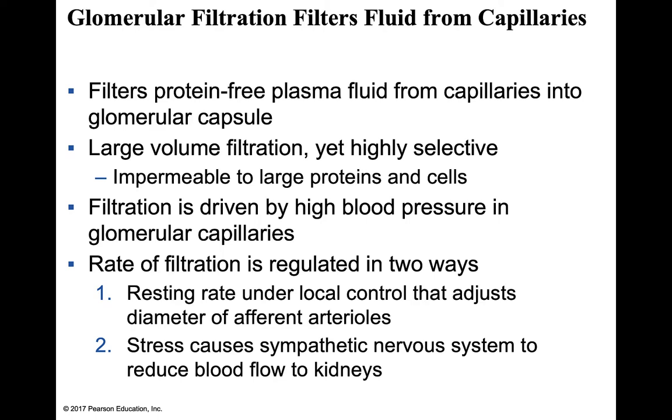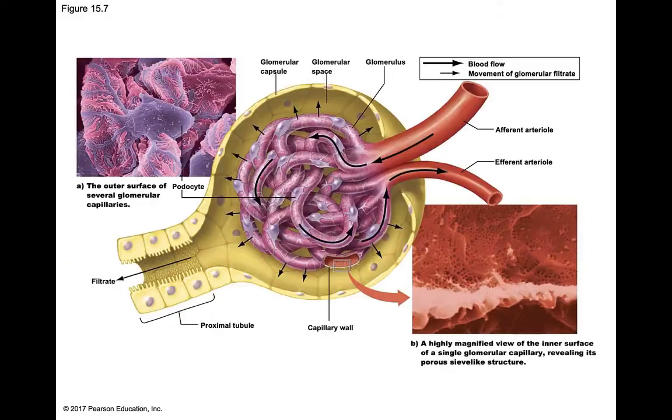Now, the rate of filtration is regulated two different ways. At rest, it's under local controls that adjust the diameter of the afferent arterioles, and remember, that's how you get into the glomerulus. Stress will cause the sympathetic nervous system to reduce blood flow to the kidneys. So those are the two primary mechanisms by which the rate of filtration is regulated.